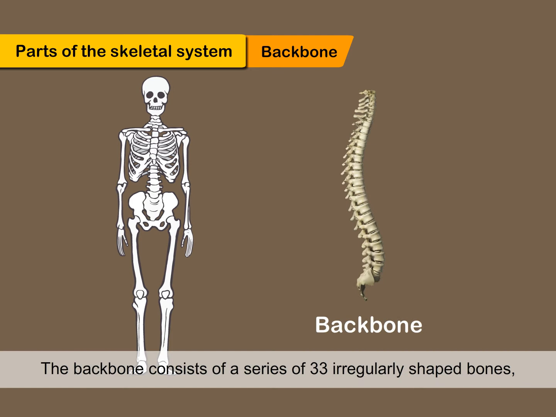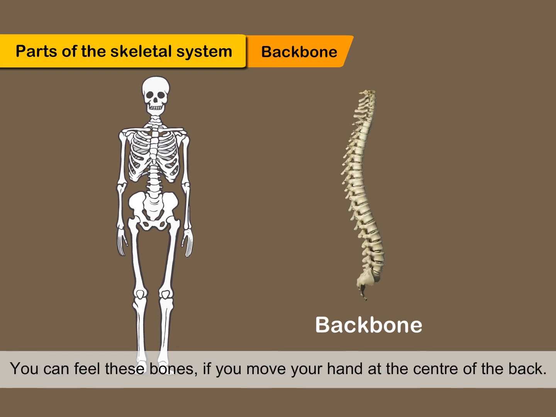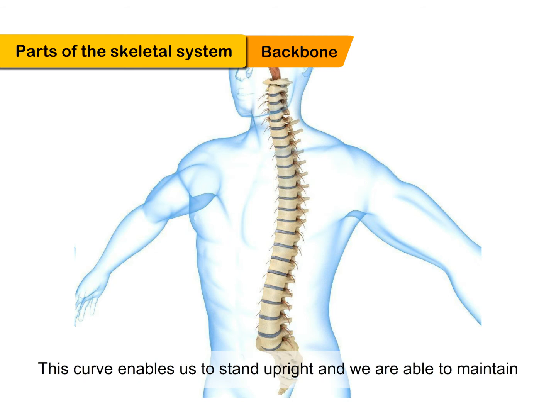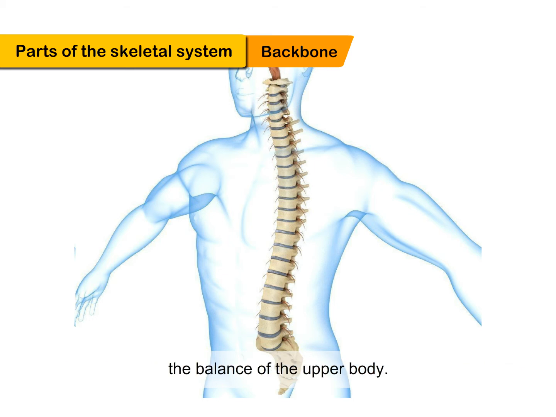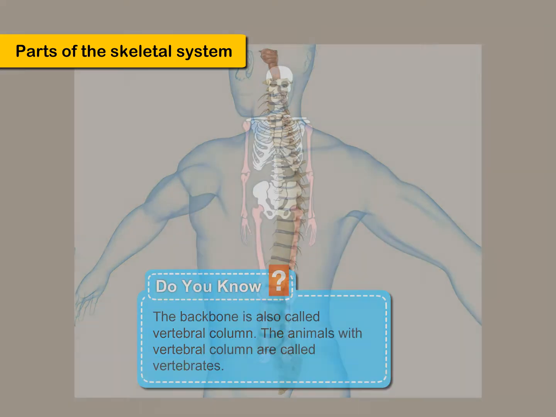Backbone. The backbone consists of a series of 33 irregularly shaped bones called vertebrae. It protects the spinal cord. You can feel these bones if you move your hand at the center of the back. The spine appears like a curve when you look at it from the side. This curve enables us to stand upright, and we are able to maintain the balance of the upper body. Do you know, the backbone is also called vertebral column. The animals with vertebral column are called vertebrates.